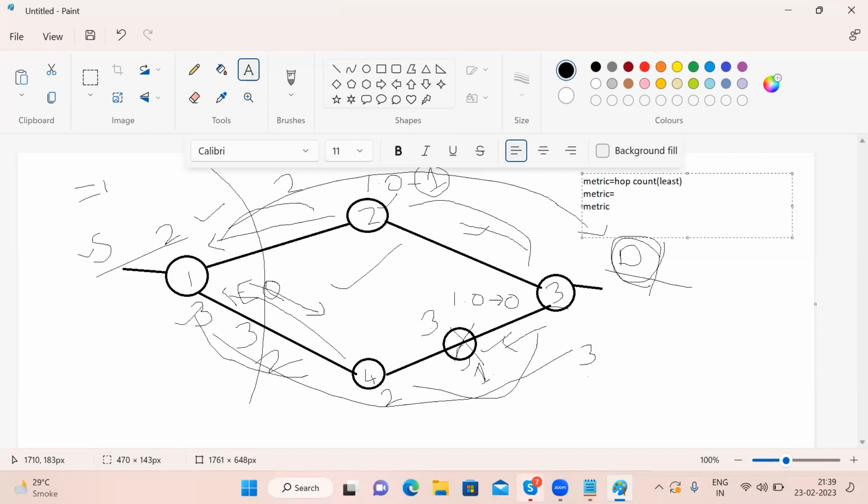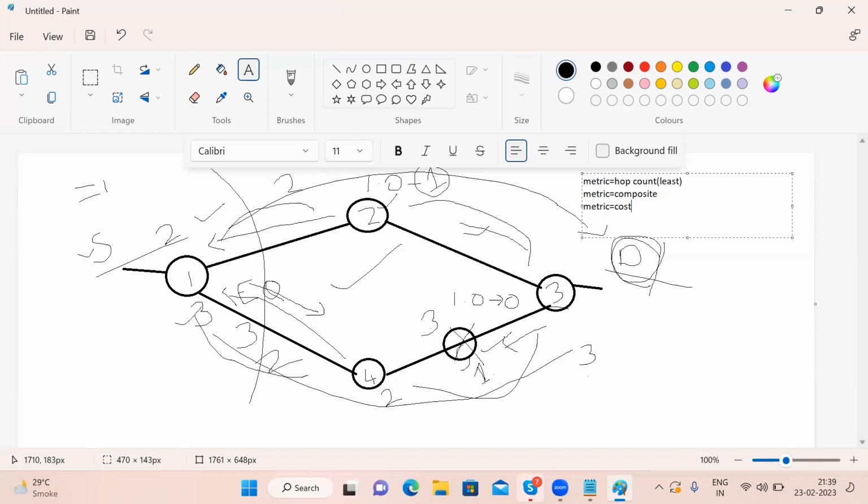Anybody for OSPF? Cost. For OSPF, cost. Okay, let me differentiate it. What RIP says: my metric value, my calculation, is the least number of hops. EIGRP says my metric to calculate the best path is known as the composite metric. Composite metrics carry bandwidth, delay, load, reliability, and MTU.